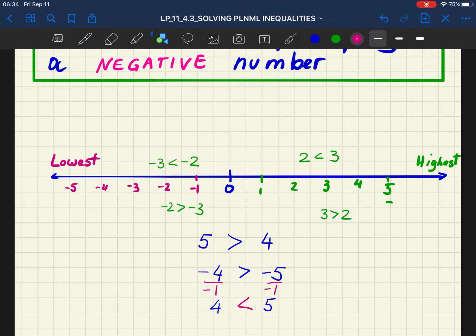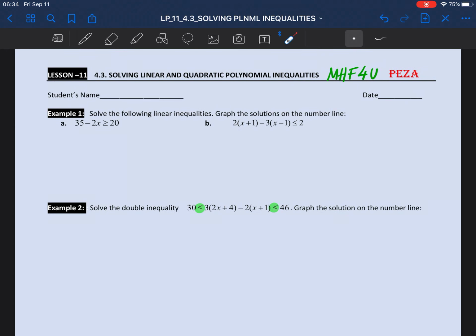Notice how this time the direction of the inequality changed. What operation did we perform that made the direction change? We divided by a negative. So this is the reason why, when we divide or multiply by a negative, remember division and multiplication are versions of each other, the direction of the inequality changes. I hope this made sense, and I hope that we're ready now to take a look at our examples.